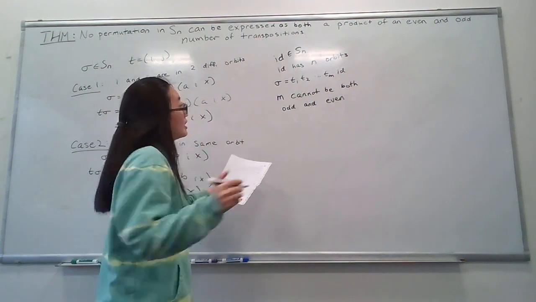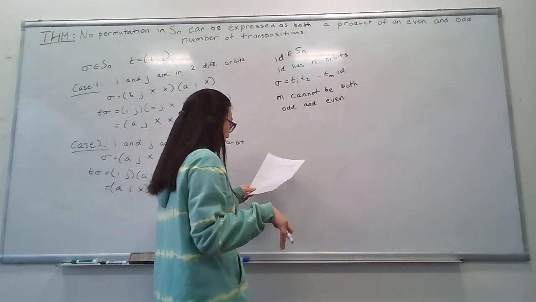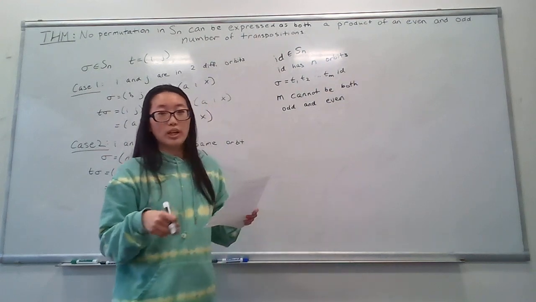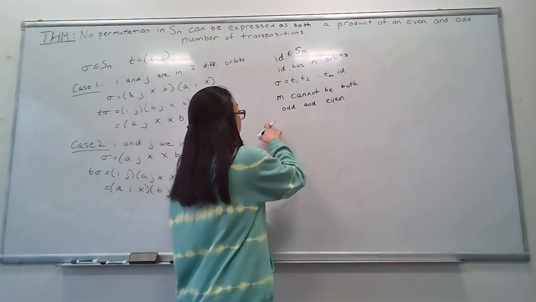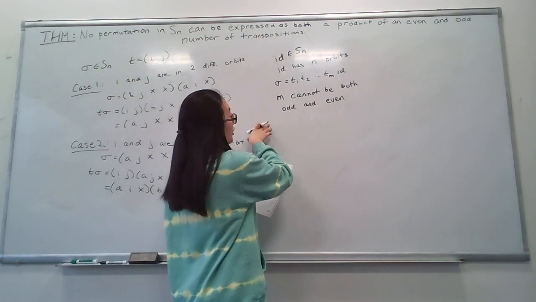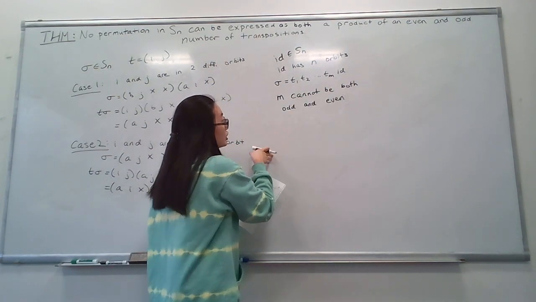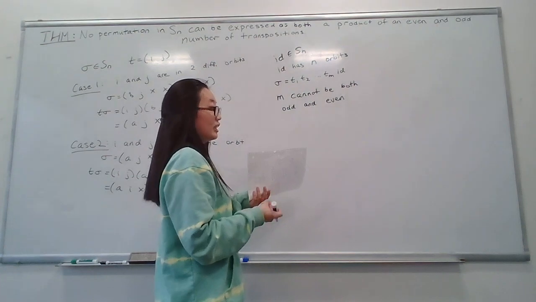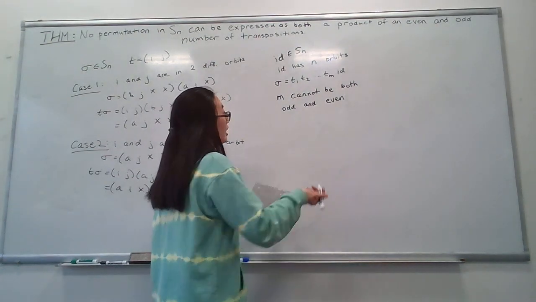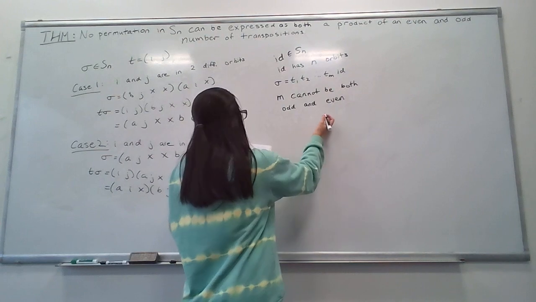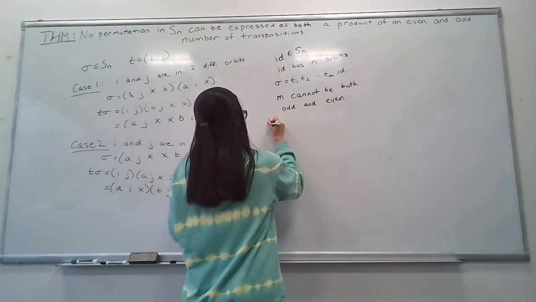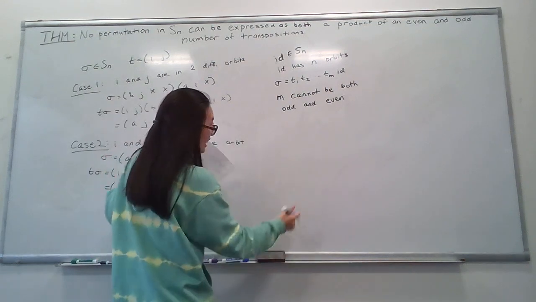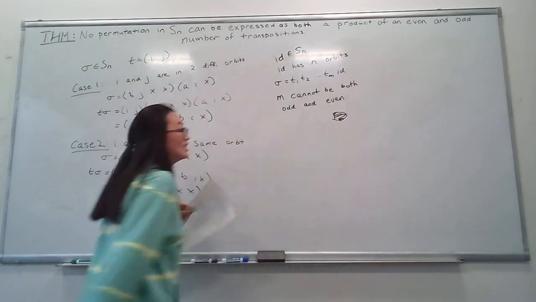even, because whenever we multiply a transposition with a permutation, we always gain or lose one orbit. And so if it's odd and we add another transposition, that will change the resulting permutation and change the number of orbits, which makes it not equal. And so it cannot be expressed as both odd and even. And that is our proof.